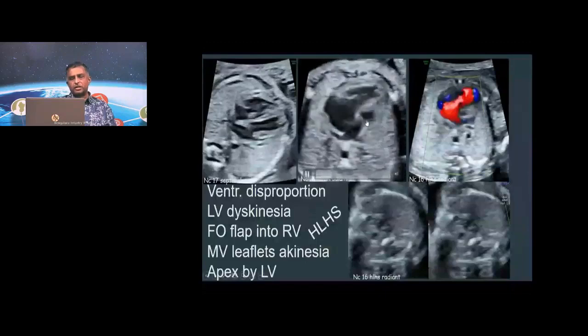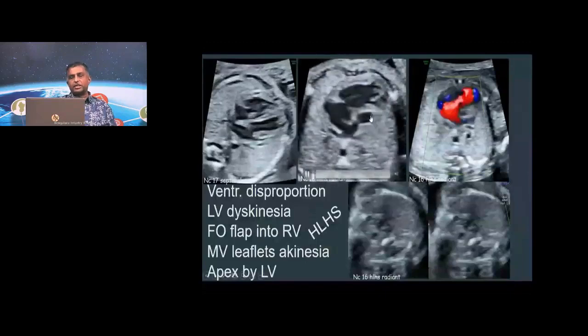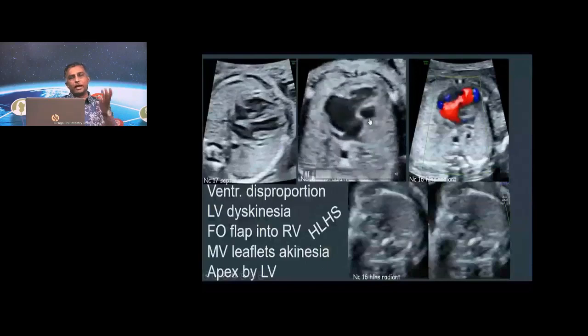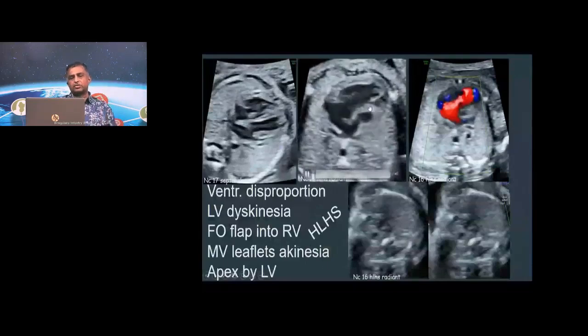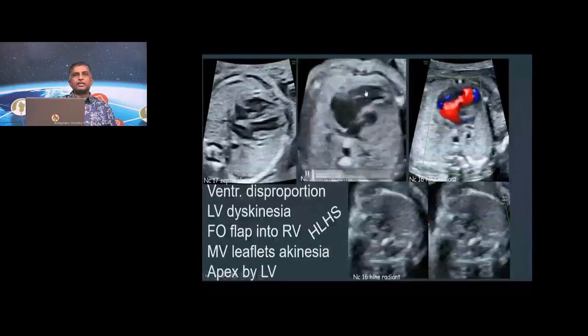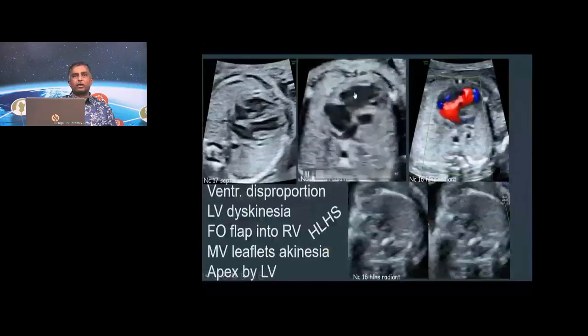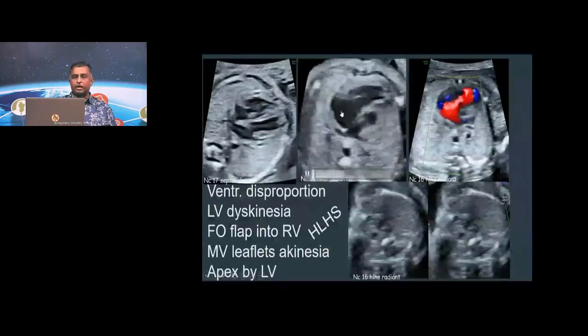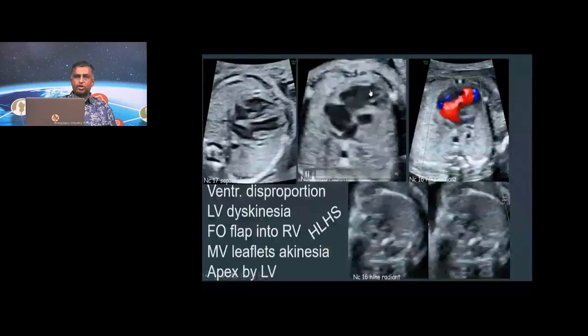The left ventricle, of course, the walls are very echogenic. There is no squeeze. Look at the squeeze of the right ventricle. Here there's no squeeze. This is like a ball which is moving up and down. It's turgid. There's no contractility. And the apex of the heart is definitely taken over by the right ventricle. The mitral valve is not opening and closing at all over here. The tricuspid is doing its job.